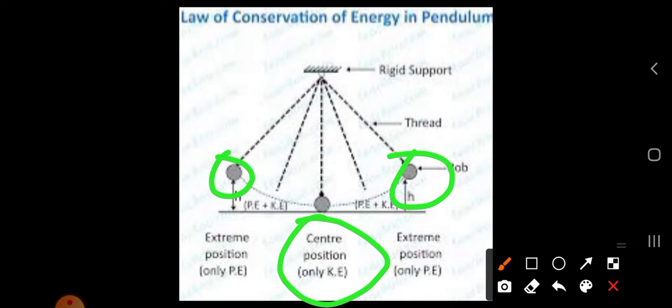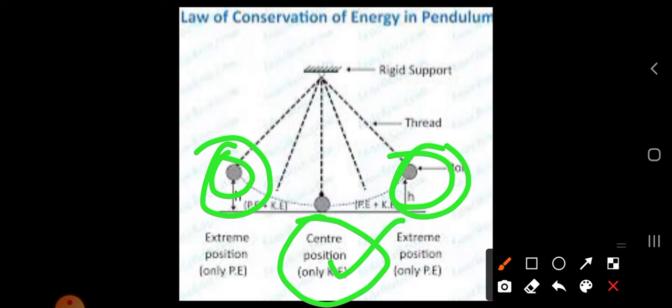So at the central point, when it is moving, when it comes to the central point, the rest position, no height is there. So it is having only kinetic energy. And what about in the extreme positions? See, once it reaches the extreme position, it rests for a microsecond and then it comes back. At a particular height, it will have only potential energy, isn't it?